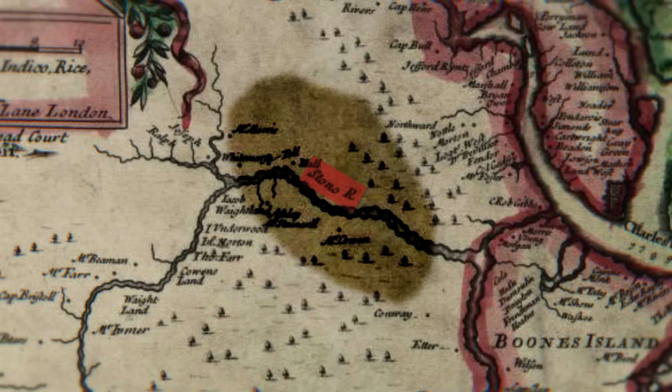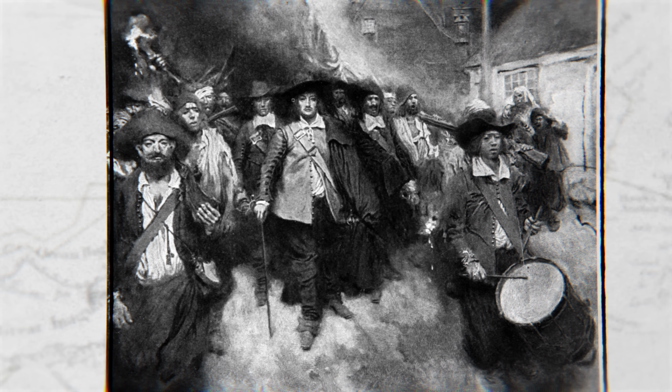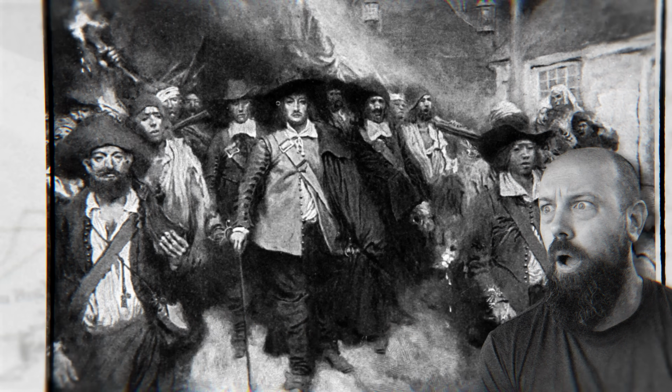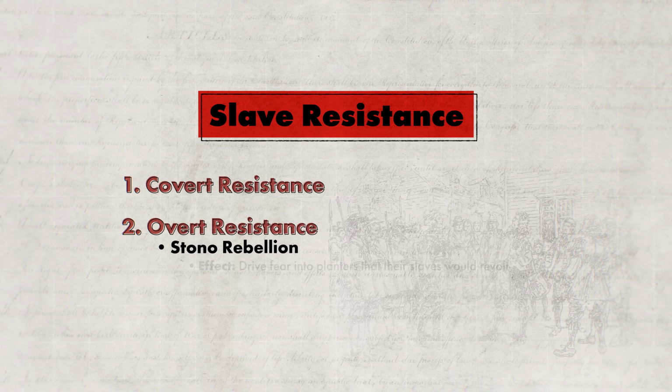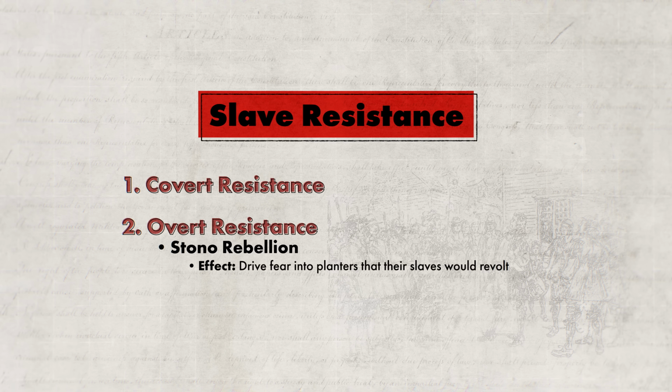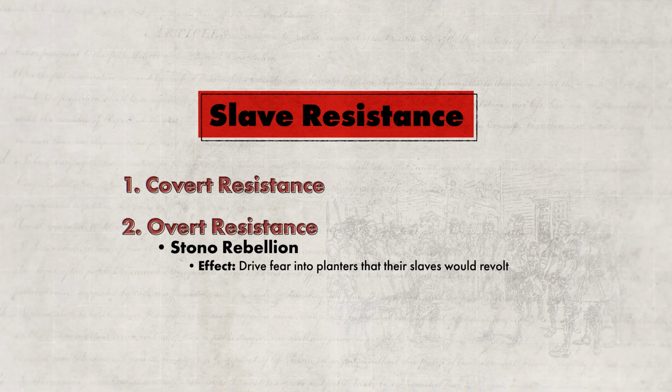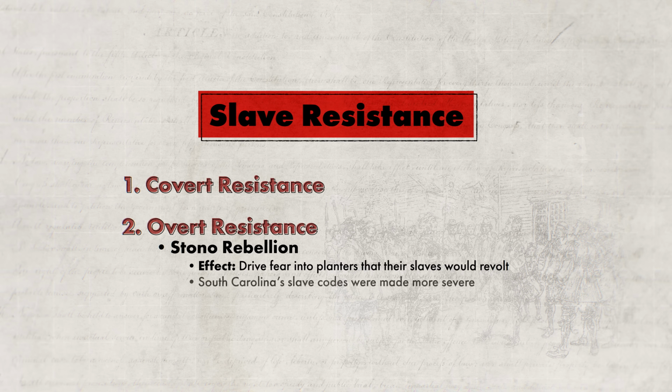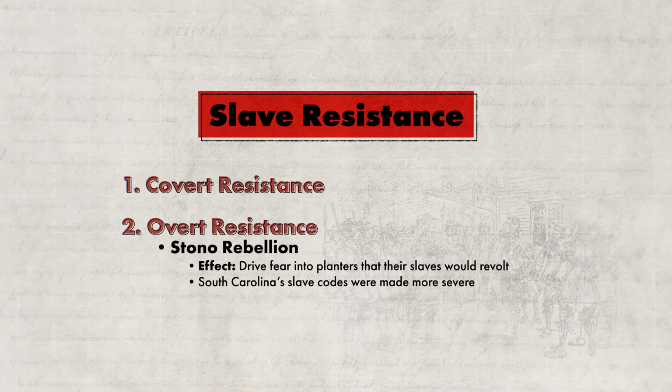What do I know? Anyway, eventually the South Carolina militia met the group in battle and they quickly suppressed the rebellion. And like Bacon's rebellion, this wasn't a massive conflict in the grand scheme of things, but it had a significant consequence. You see, the chief effect of this rebellion was to drive fear into the hearts of Southern planters that their own slaves would revolt. And thus, South Carolina's slave codes were made more severe to suppress any future rebellion.